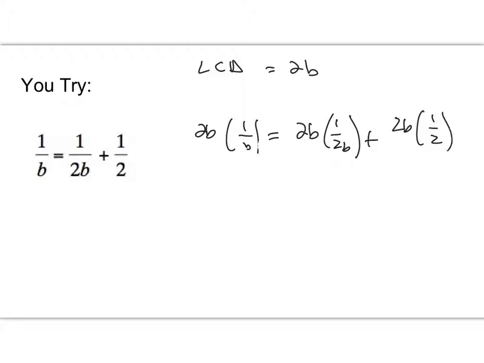All right, that's going to allow me to get rid of all these denominators by canceling out. In that first term, I canceled out b's. In the second term, I'm going to cancel out 2b over 2b. And in my last term here, I'm going to cancel out the 2's. And that leaves me with 2 equals 1 plus b, which leaves me with b equal to 1.